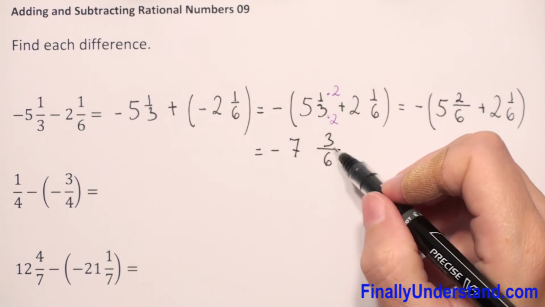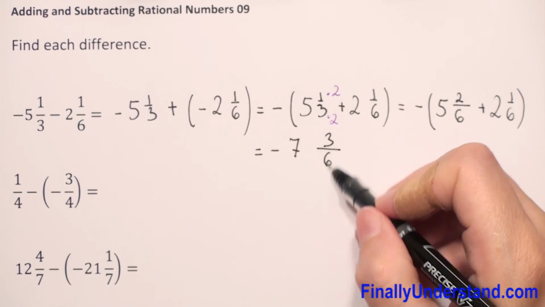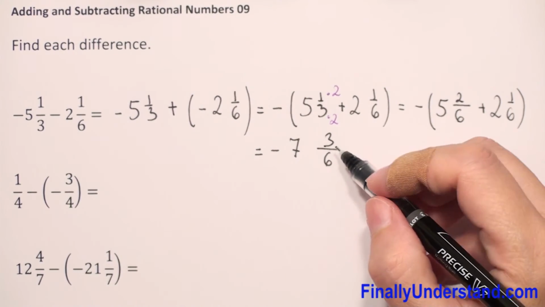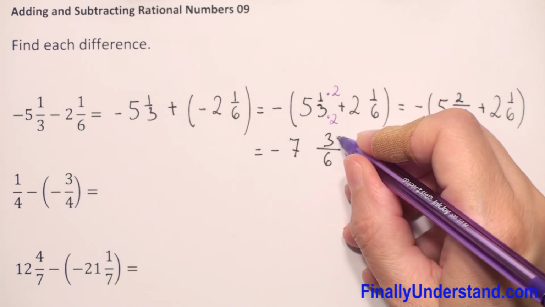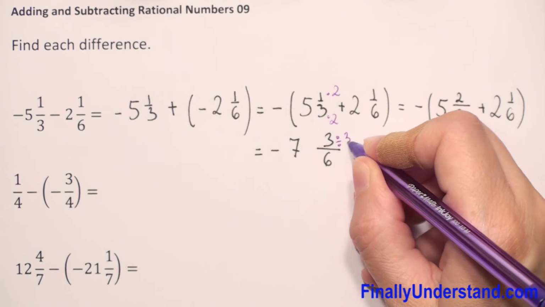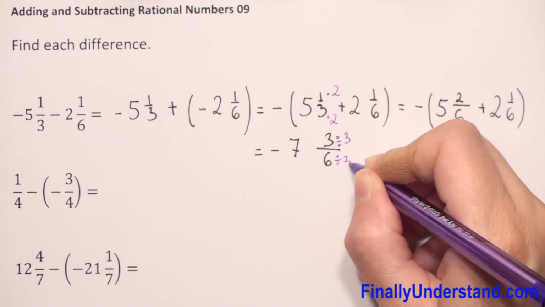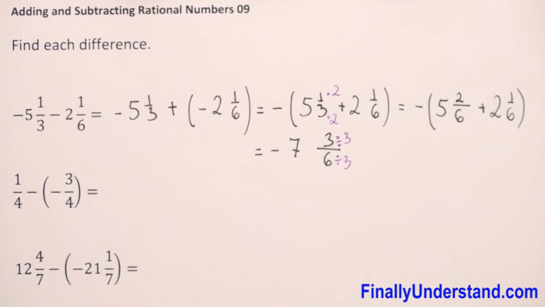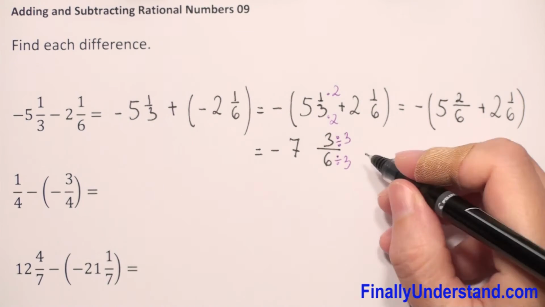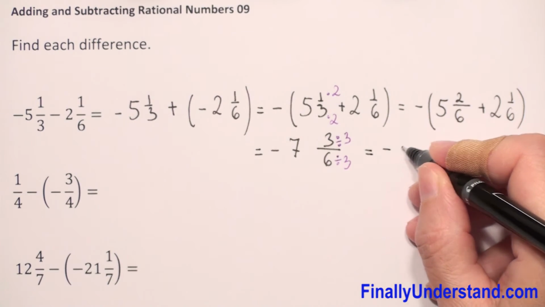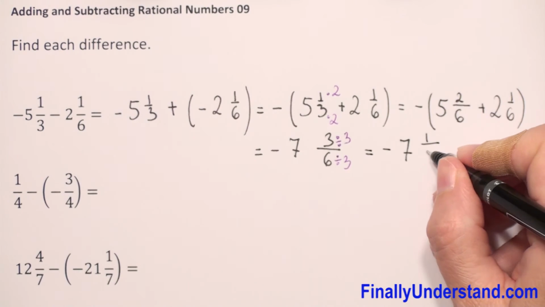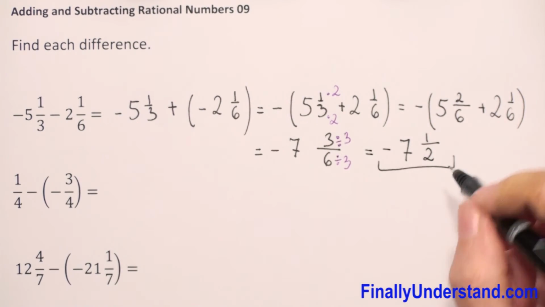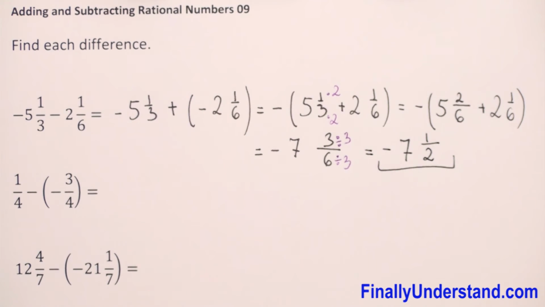We can reduce our fraction 3 over 6, so we will divide the numerator by 3 and the denominator by 3. When we reduce, we divide numerator and denominator by the same number. So we have negative 7, 3 divided by 3 is 1, 6 divided by 3 is 2. So we got negative 7 and a half.